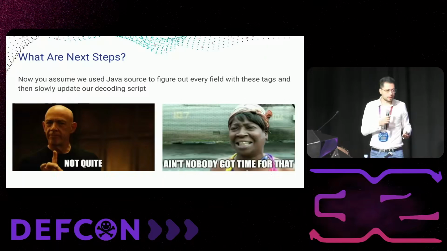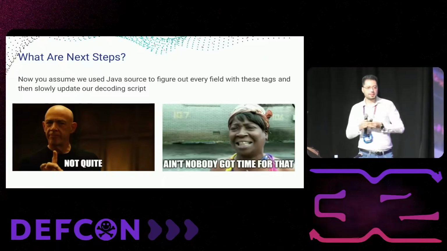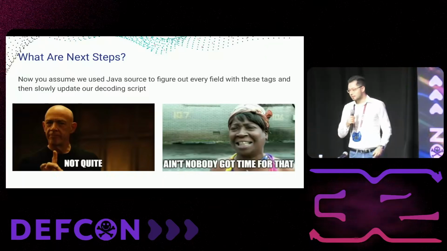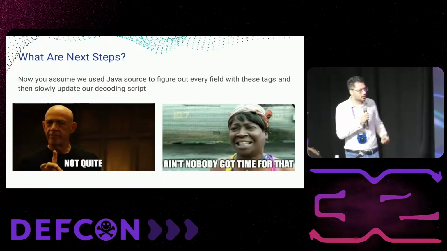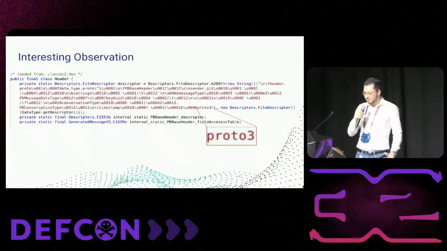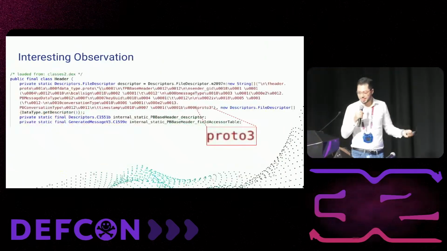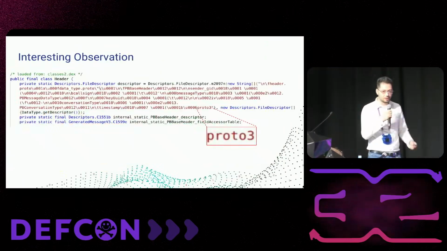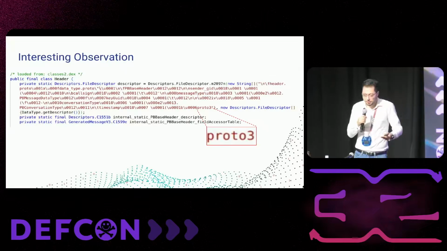So you're assuming we use this Java source code to slowly update our script. This may take a couple months, and eventually we'll have a better product. Well, not quite. Ain't nobody got time for that. So we find an interesting observation. There's a file descriptor, and we find something called Proto3. Some of you are familiar with that already, but we weren't, right?